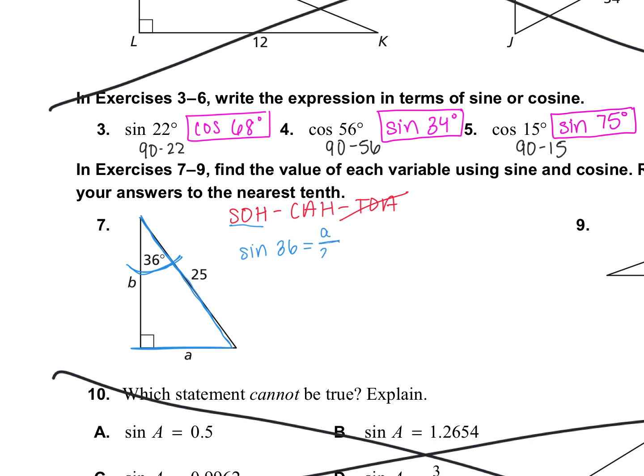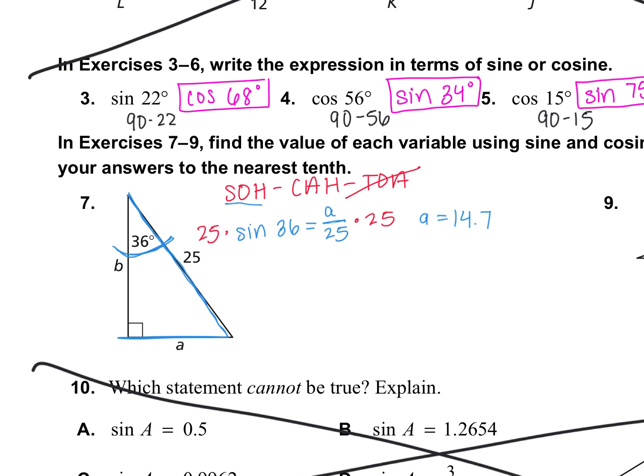A over 25. And what I'm doing to both sides is multiplying both sides by 25. So side A is going to equal 14.7. Going ahead and solving in terms of side B.